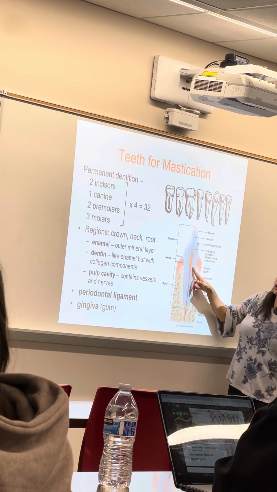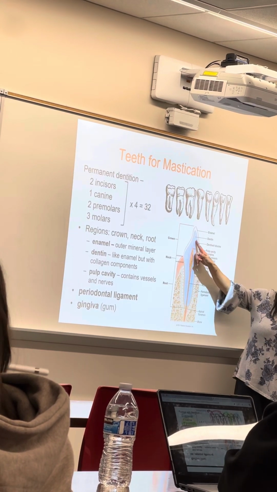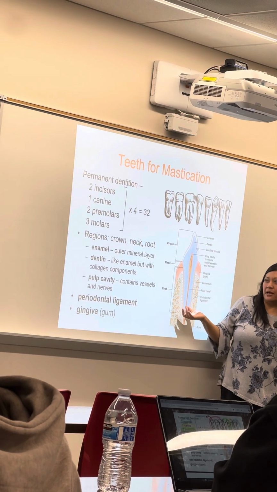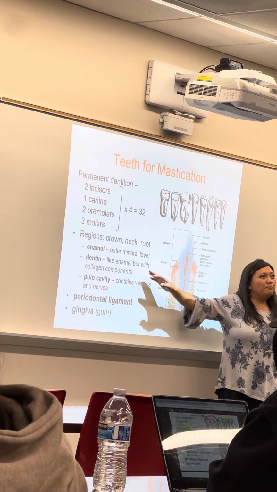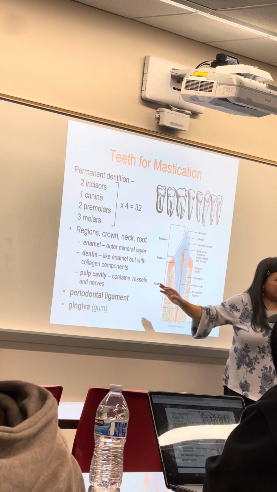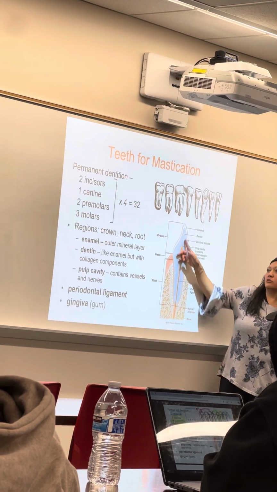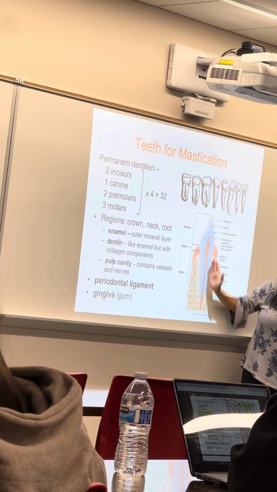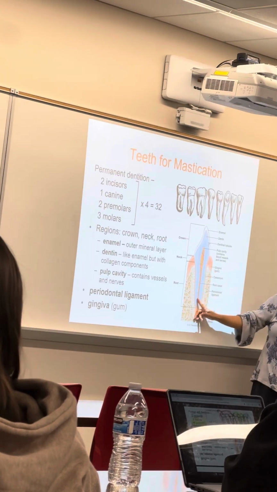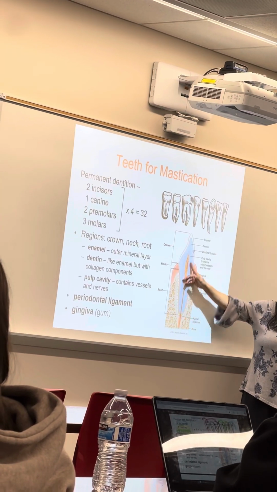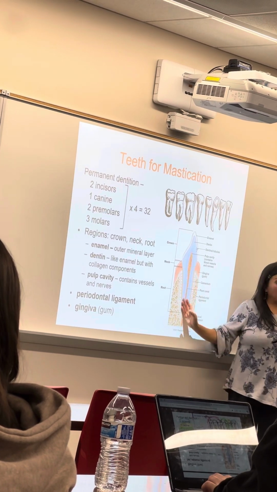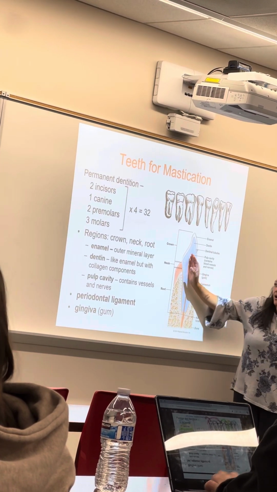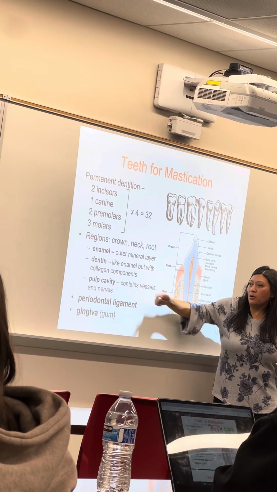The inside of the tooth is made up of dentin. This is like enamel, but a little bit more collagen. It is like bone, but actually stronger and denser than bone. But this is going to be our dentin. Then in this inner core, we have the pulp cavity, which contains vessels and nerves. When somebody gets a root canal, this is the one that we're going to try to get filled. Okay? So we got enamel, dentin, pulp cavity.